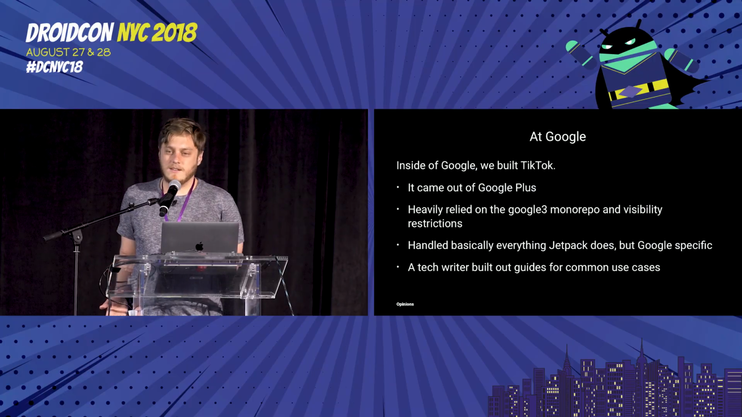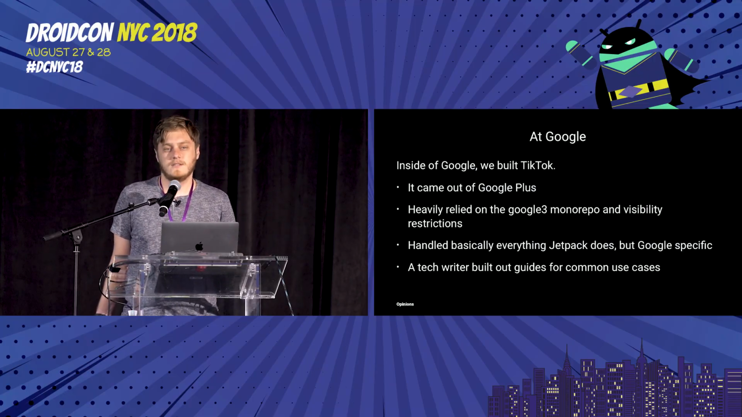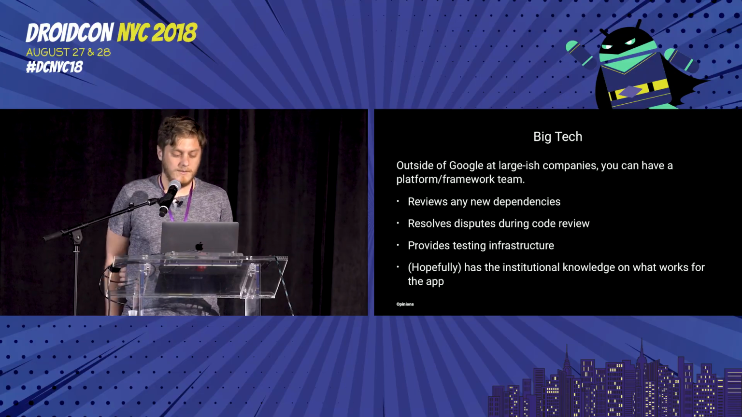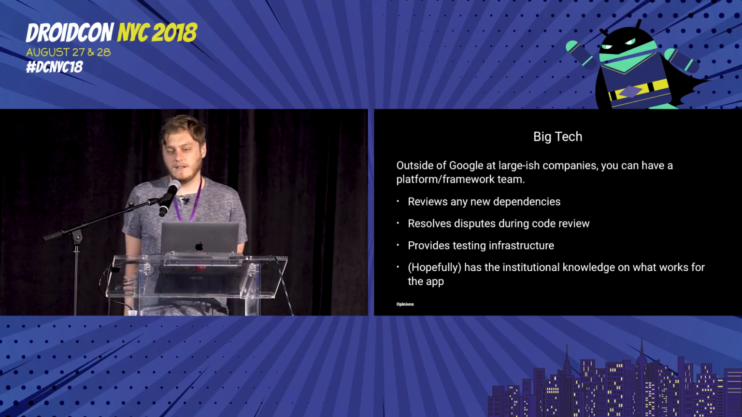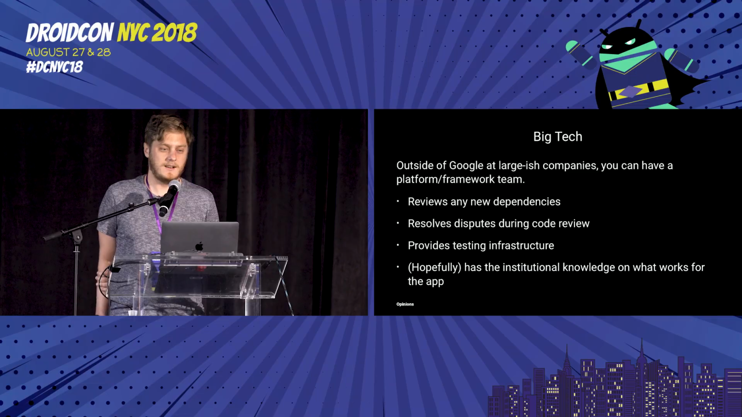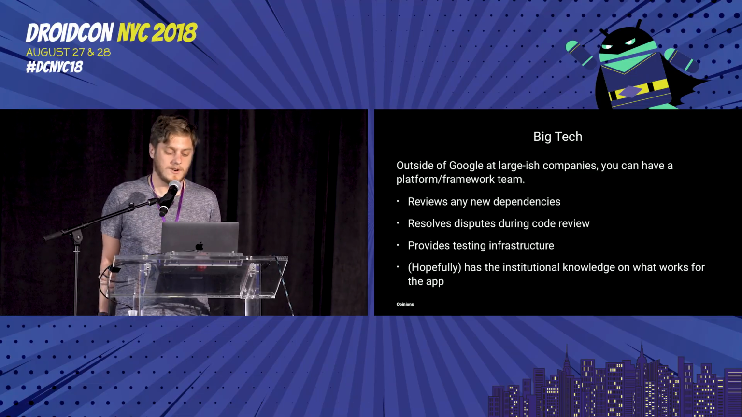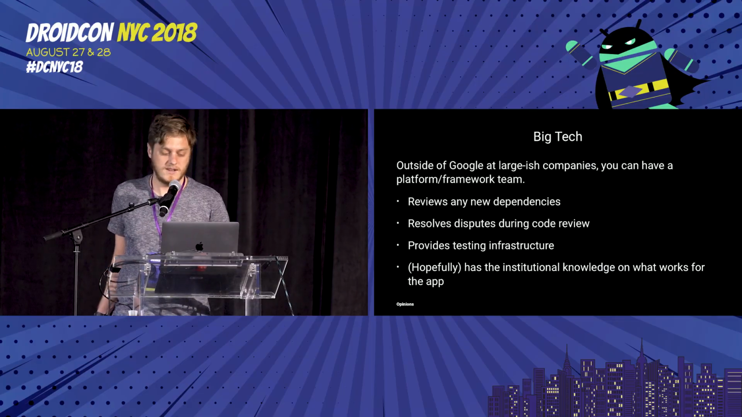So, okay, that's what we did at Google, but Google's weird. We don't even use, I've still never written any Kotlin, and I hadn't used Gradle in like 2.5 years until last week. So, okay, we're not at Google. What can we do? Well, if you're at a large tech company, you can probably kind of do the same thing. You can have a framework team or a platform team or whatever you want to call it. Could be even like one person. It could be a huge team.